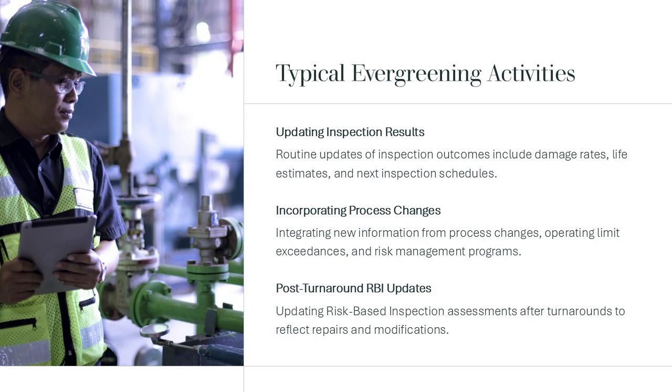Evergreening activities encompass a range of routine updates that reflect real-world changes in equipment condition and operation. One of the most common activities is updating inspection results once an inspection has been completed. This includes revising damage rates, remaining life estimates, and next planned inspection dates based on actual findings. Accurate and timely data entry is essential to ensure that inspection plans remain risk-based rather than calendar-driven.